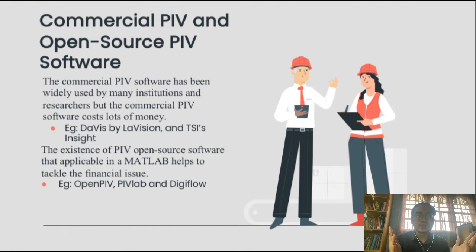The commercial PIV software has been widely used by many institutions and researchers, but the broad application of PIV remains limited due to reliance on expensive commercial software for PIV computations and post-processing. Examples of commercial PIV software are DaVis by LaVision and TSI Insight. Thus, the existence of open source PIV software applicable in MATLAB, like PIVlab, OpenPIV and DigiFlow, helps to tackle the financial issue.